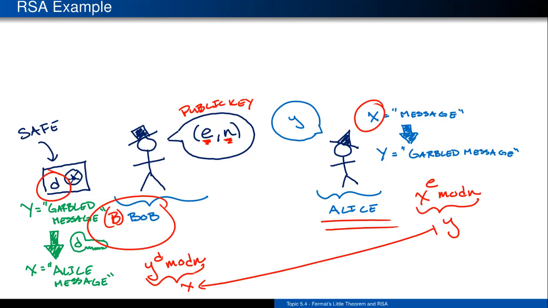Bob's going to say, okay, thank you. I'm now going to secretly do this off to the side so nobody sees what I do. I'm going to take that number, raise it to the Dth power, and reduce it modulo N. And hopefully a message of X emerges at that stage.